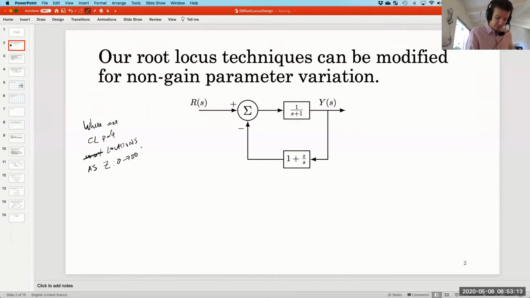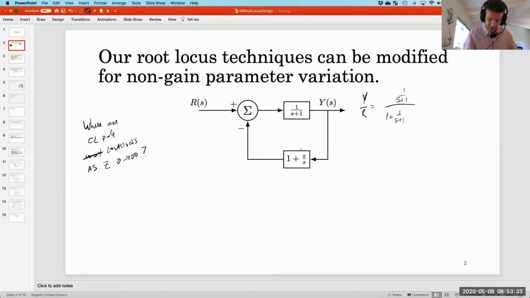Well, is this even a root locus problem? Does z affect the closed loop characteristic polynomial at all? Well, let's work it out. The closed loop transfer function here, y on r, is forward path over 1 plus forward times feedback.